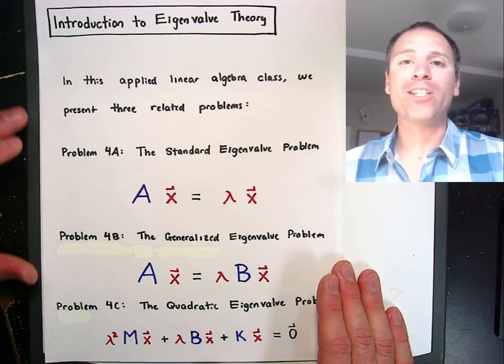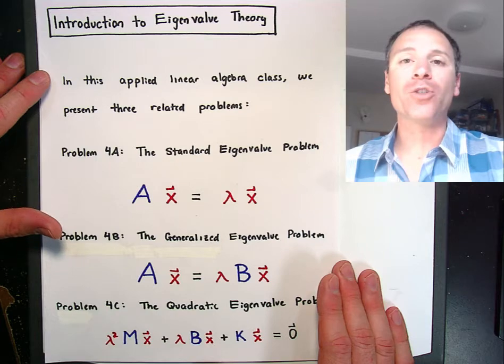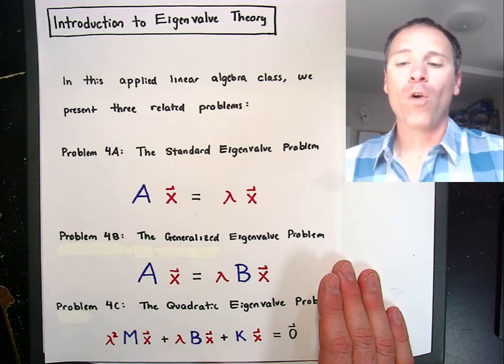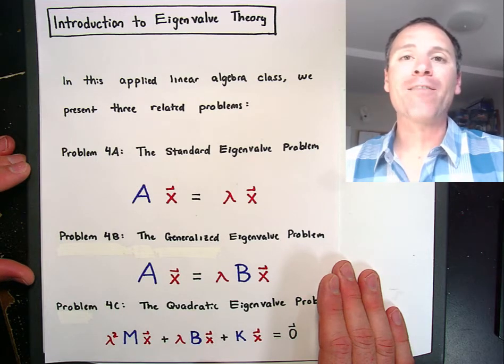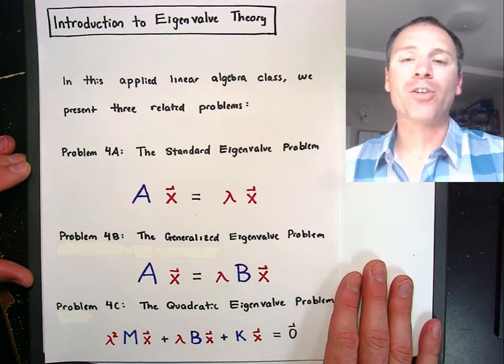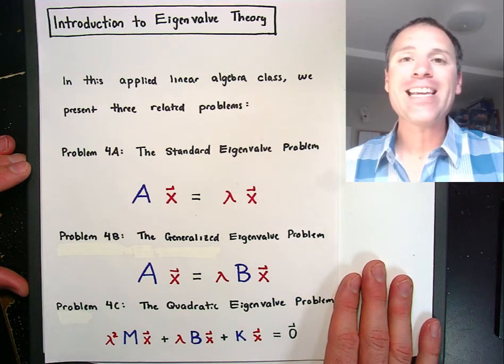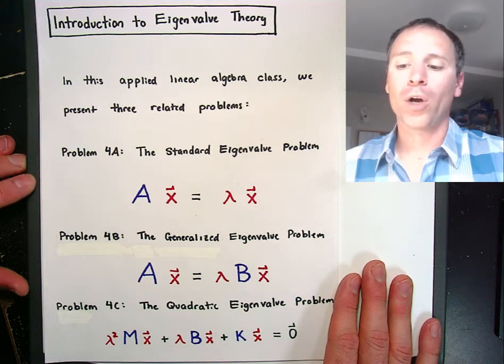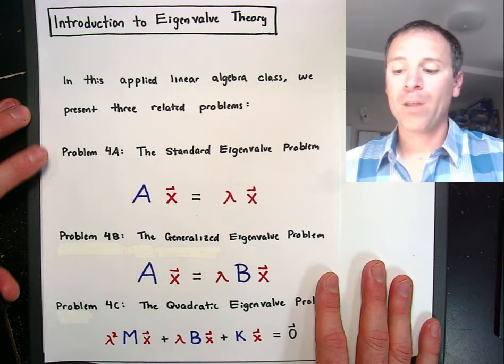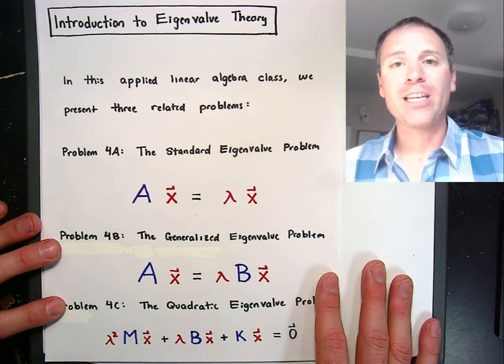In this video, we start our lesson introducing eigenvalue theory. Remember that when we're talking about eigenvalues and eigenvectors, we actually have three separate problems. We're going to call those problems 4a, 4b, and 4c.